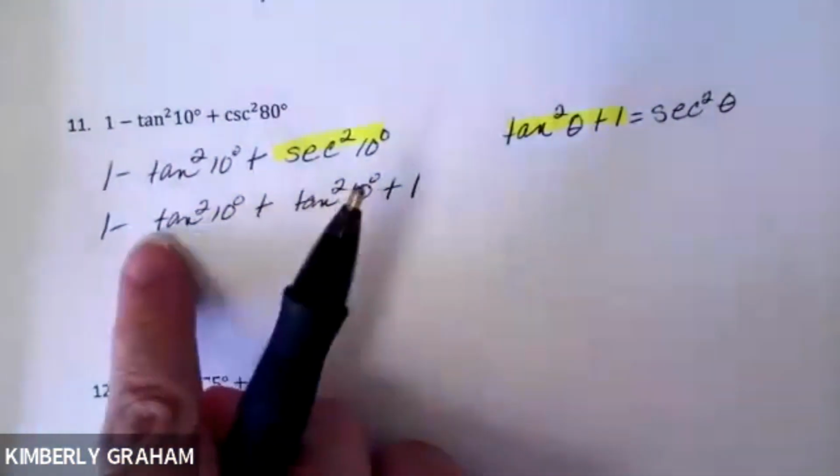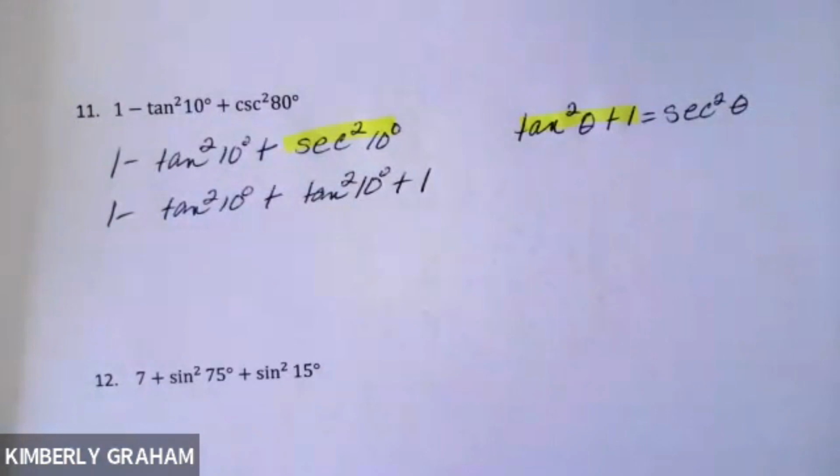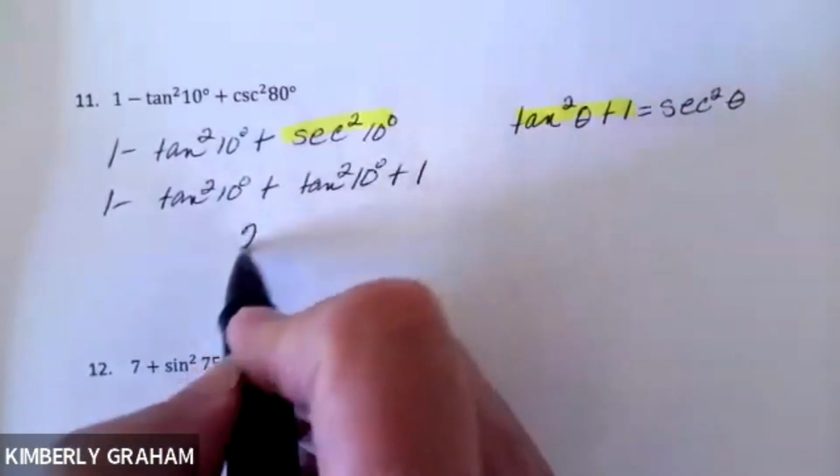Now you notice I have minus tan squared plus tan squared, both of 10 degrees. They're going to cancel out. 1 and 1 is 2.